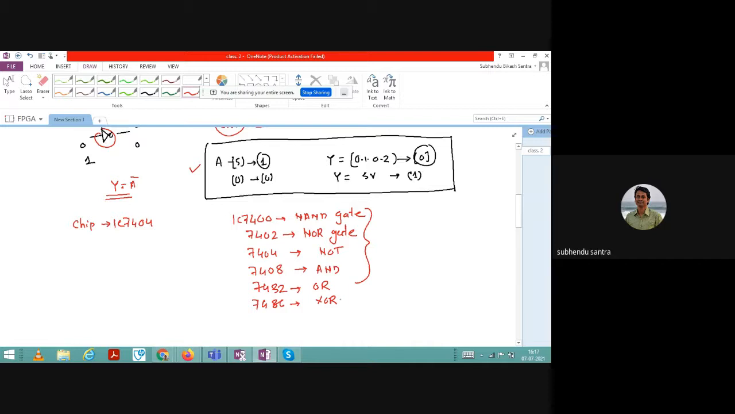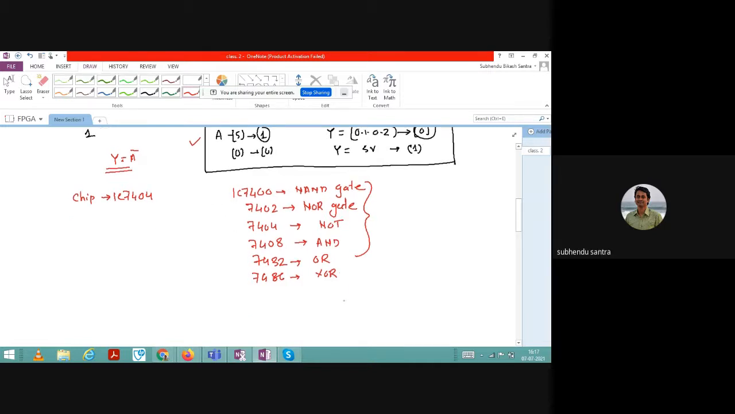Now when you use, for an example, I am using this 7404 because I have started with this example. 7404 is basically a 14-pin DIP package.